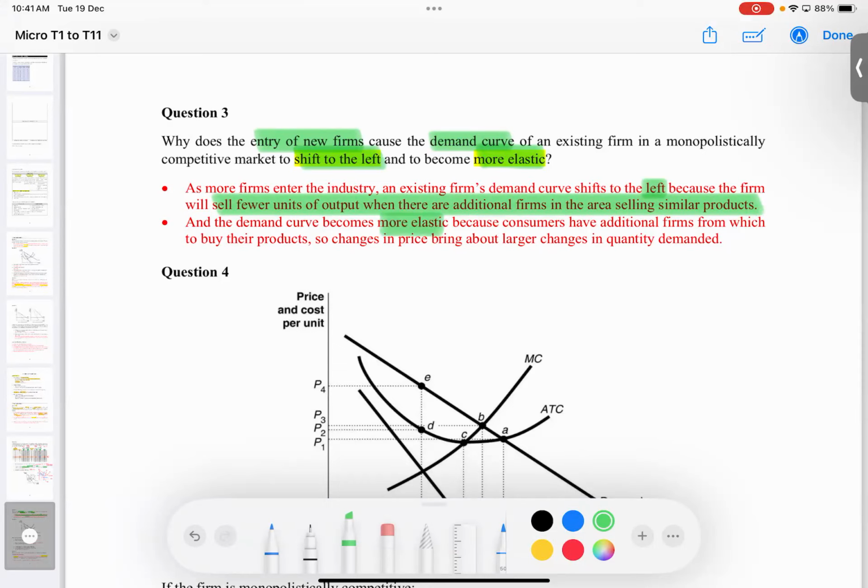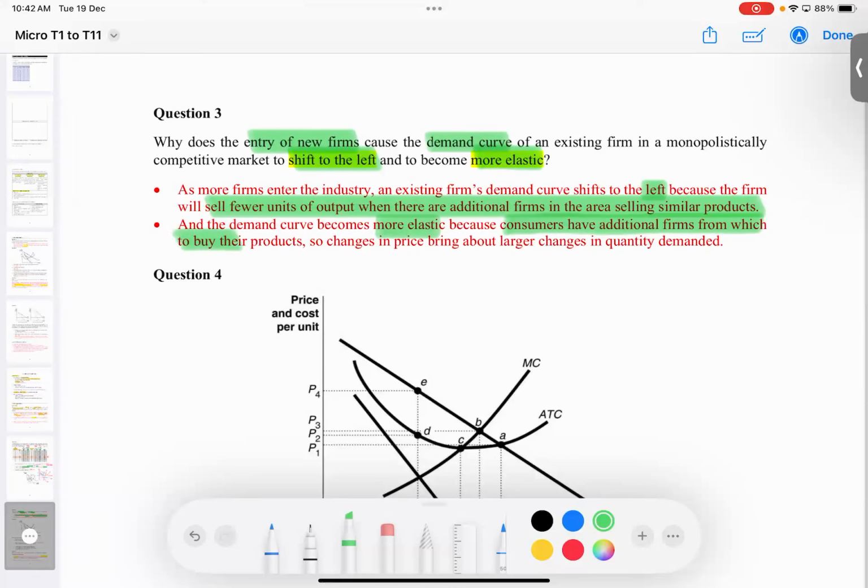It's because consumers have more choices to choose from, so they can be more price sensitive. If you simply increase the prices, you can observe a huge percentage fall in the quantity demanded. Here, if you say that consumers have additional firms from which to buy the product, changes in price will bring larger changes in quantity demanded. That means consumers are price sensitive. So now the demand for the product will be very price elastic.